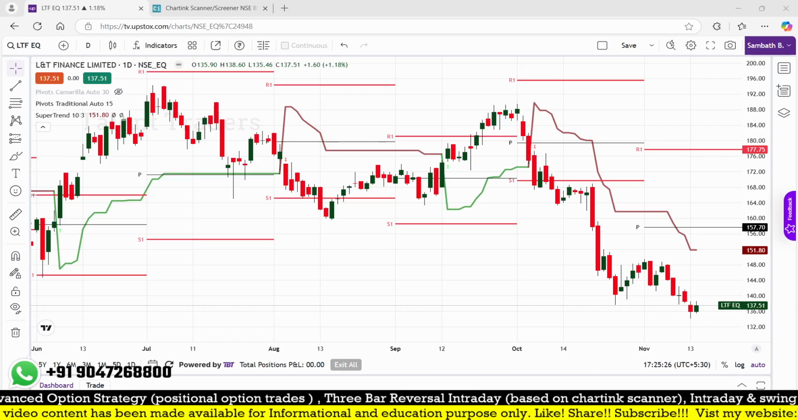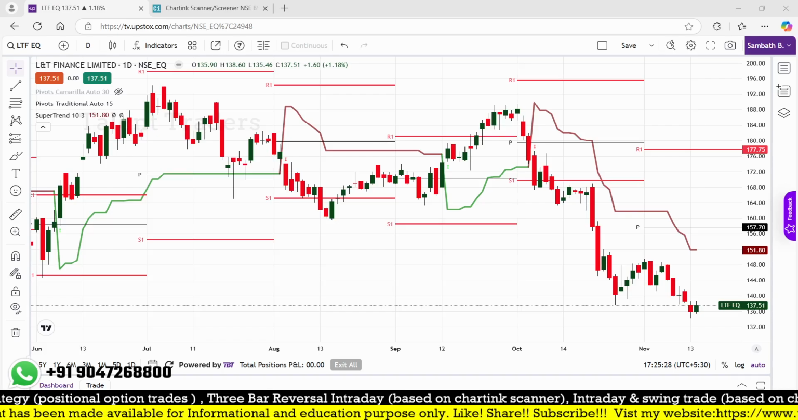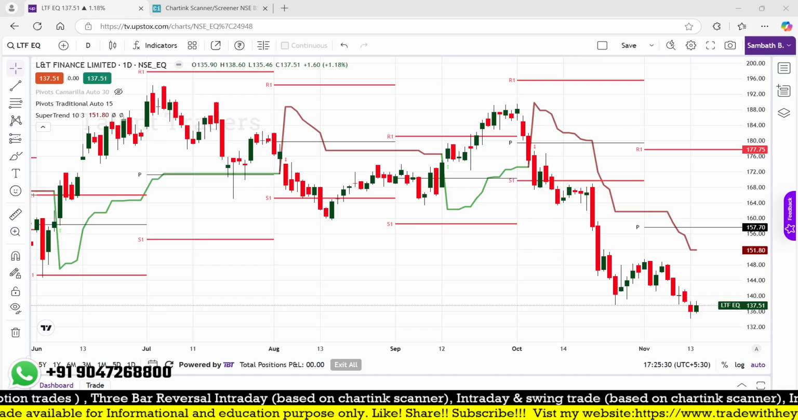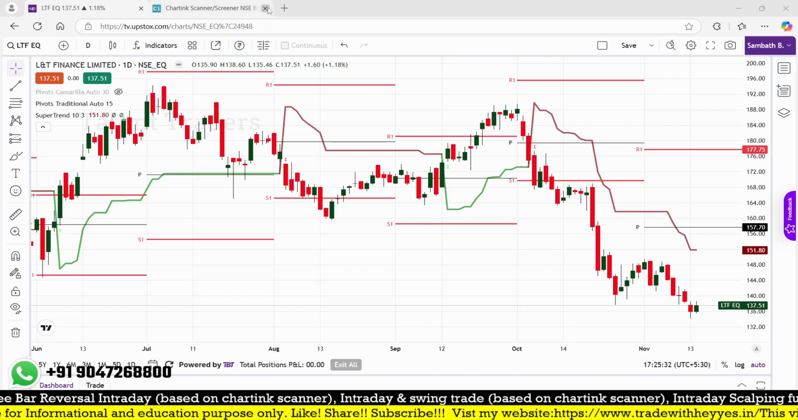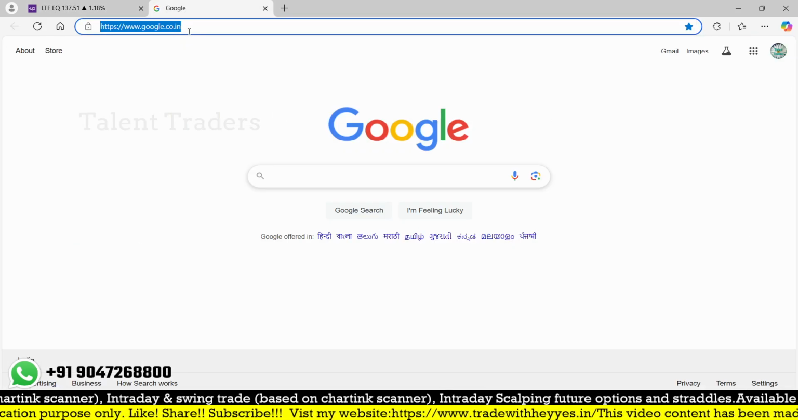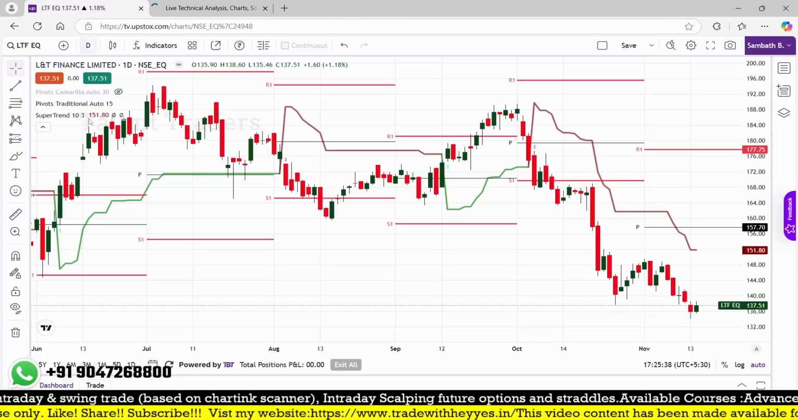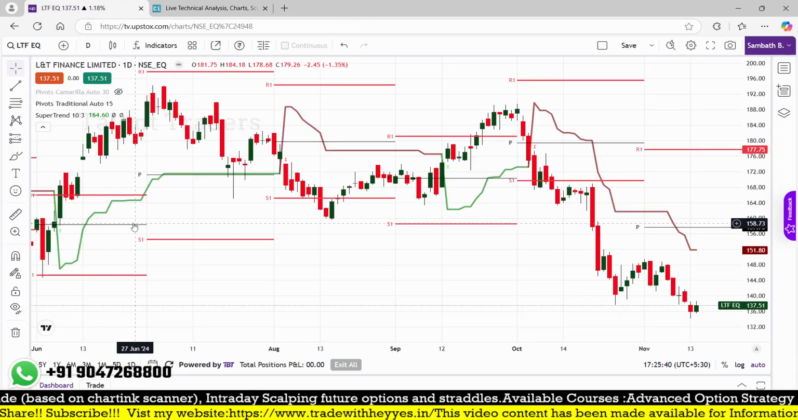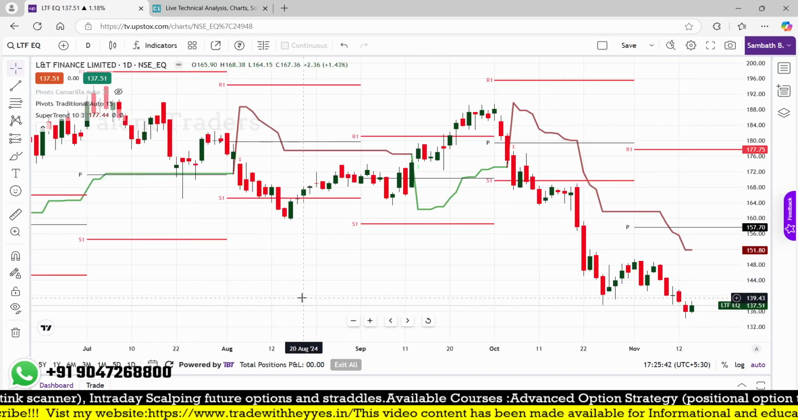Let me try to create the scanner in Chartink and do the backtest, and if it is working, then we can make use of this strategy with our swing trading scanners. We can merge it with our previous scanners, and we can also use it separately. Let me try. So what are the conditions?